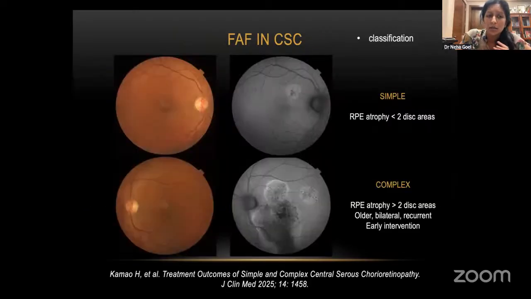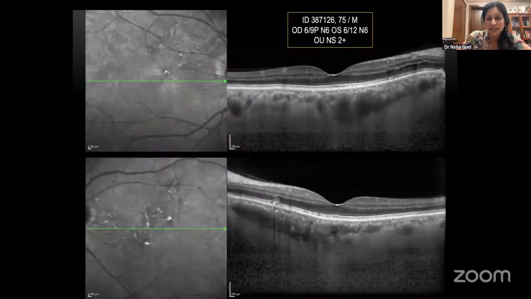The current CSC International Study Group has in fact classified CSC into simple and complex because the division into acute and chronic has been a bit arbitrary. And this is dependent on one of the major criteria, the area of RPE atrophy as seen clinically or on FAF. So if this is less than 2 disc areas, it's called simple. If it's more, it's complex. And this is naturally more severe disease, recurrent, and needs early intervention.